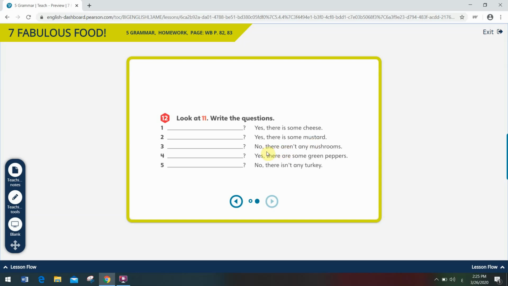And question number 3. What's the question if the answer is no, there aren't any mushrooms? No, there aren't any mushrooms. Here you have to decide are or is.